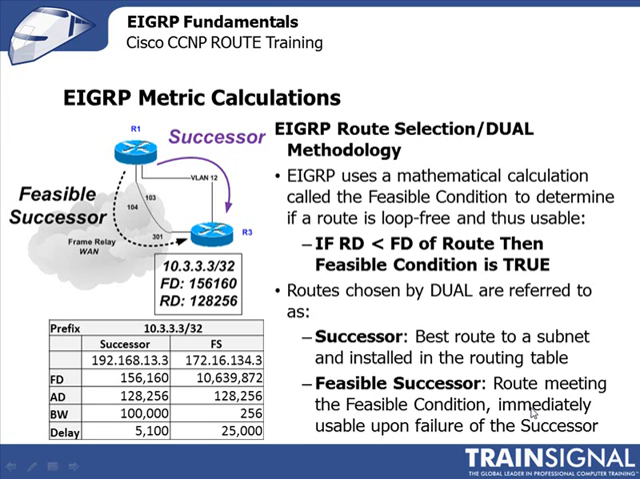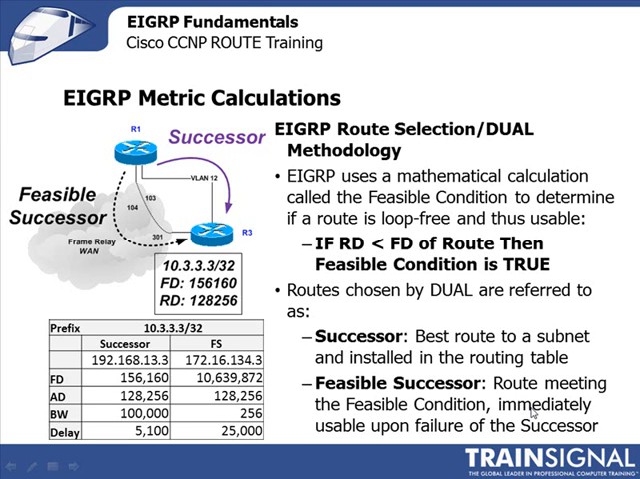You'll notice here there are two terms in our diagram up here to the left. There's successor, which is in blue, and feasible successor, which is in black. Now notice the successor, this is using the interface we've been talking about, the Fast Ethernet VLAN 12 interface, and the feasible successor is the frame relay interface. So the routes that are chosen by the diffusing update algorithm are referred to using these two terms. The successor is the best route to a subnet that's installed in the routing table.